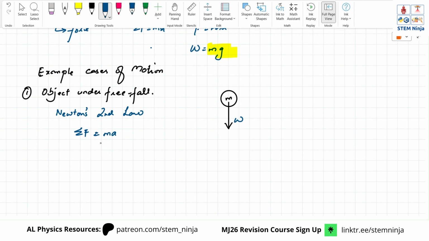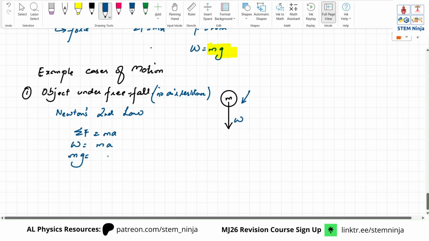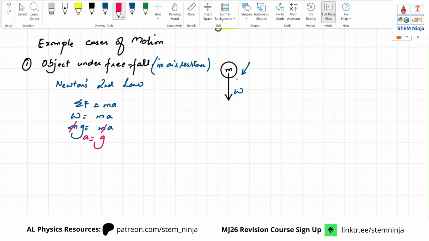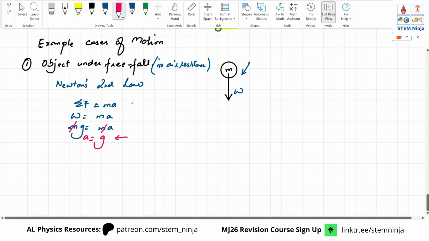So weight is ma, because this is the only force acting on the body. There's no air resistance. So we know weight is mg and this is ma. When you cancel out m and m, that means your acceleration has the same magnitude as g, the acceleration due to gravity. So objects under free fall fall with the acceleration due to gravity because of this principle.